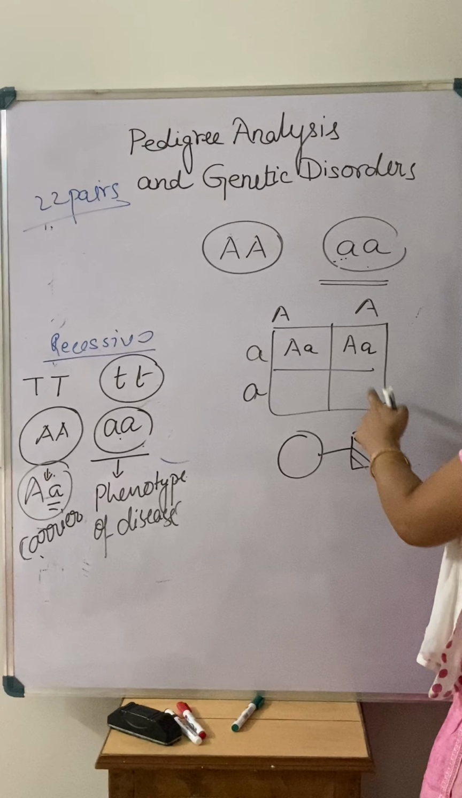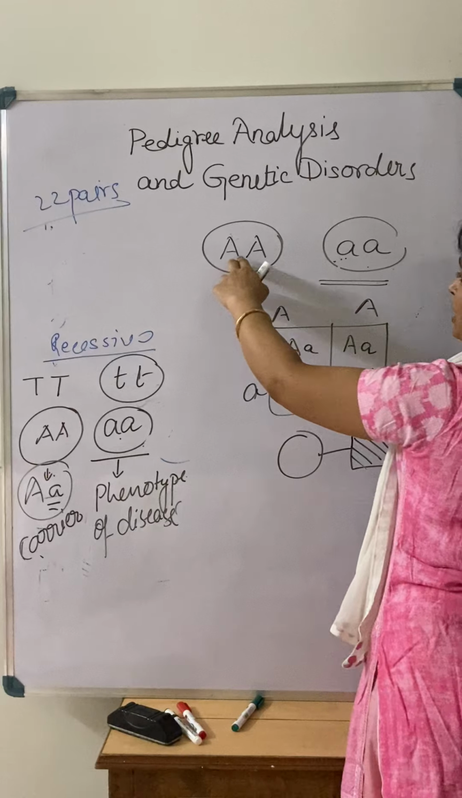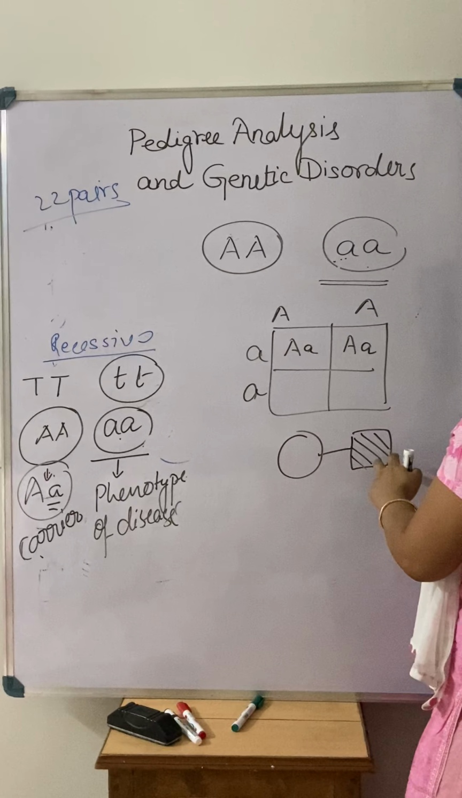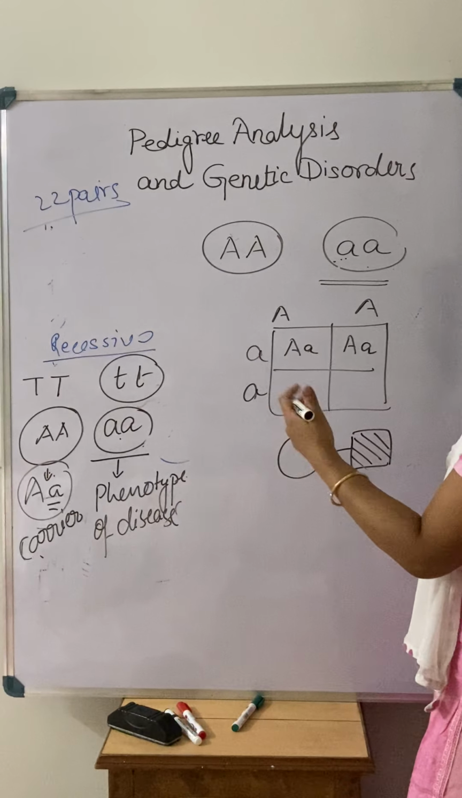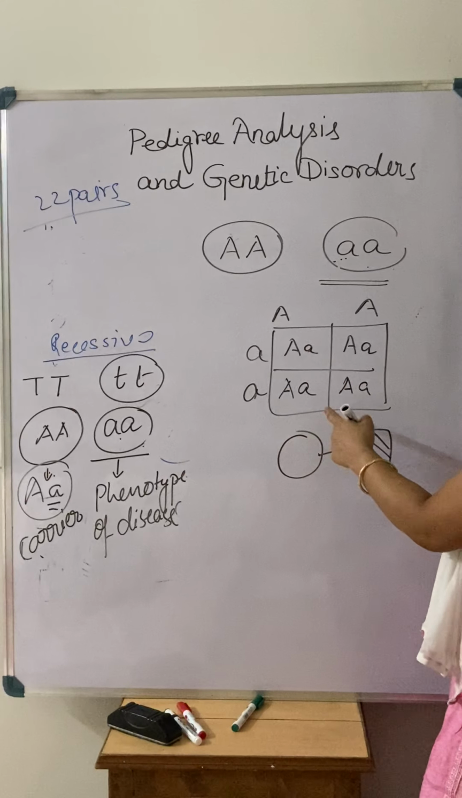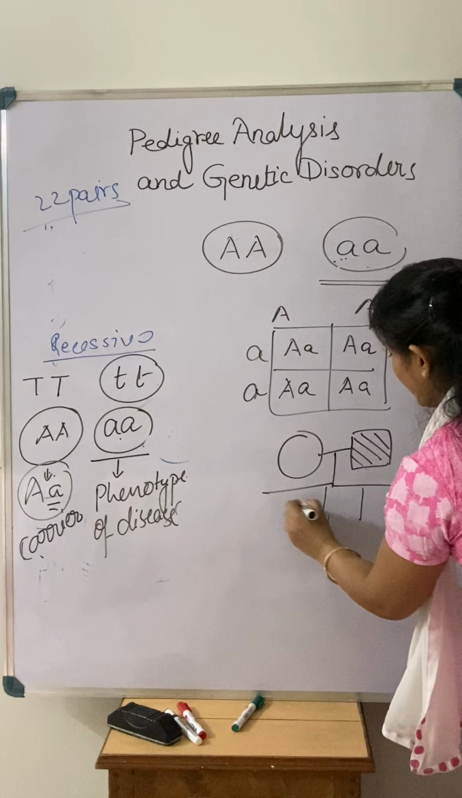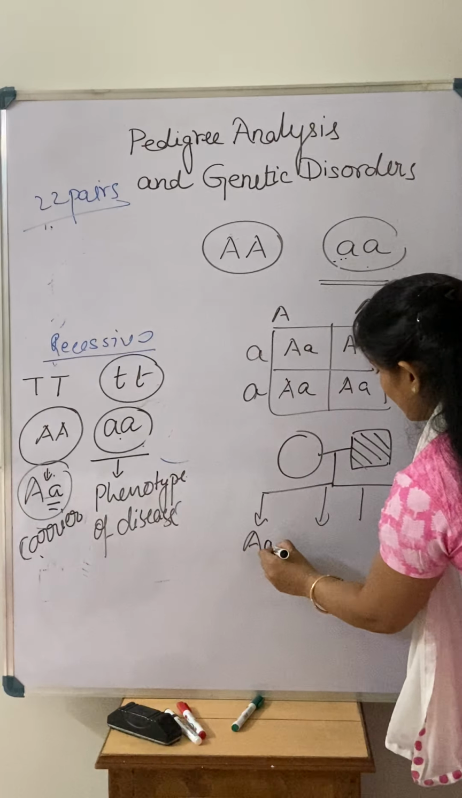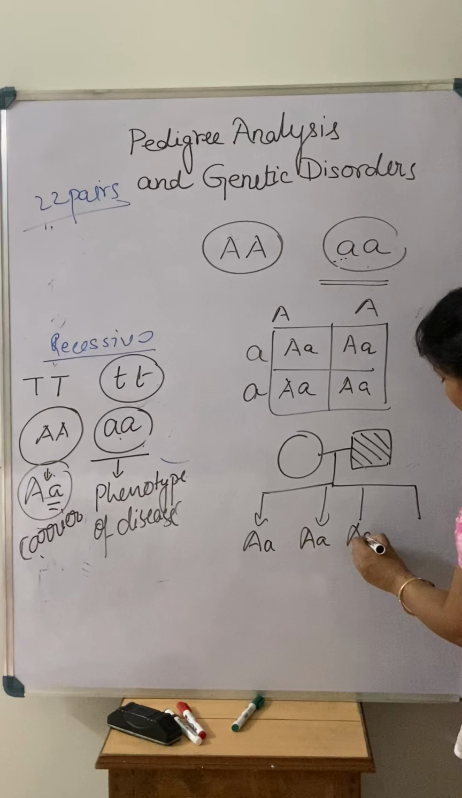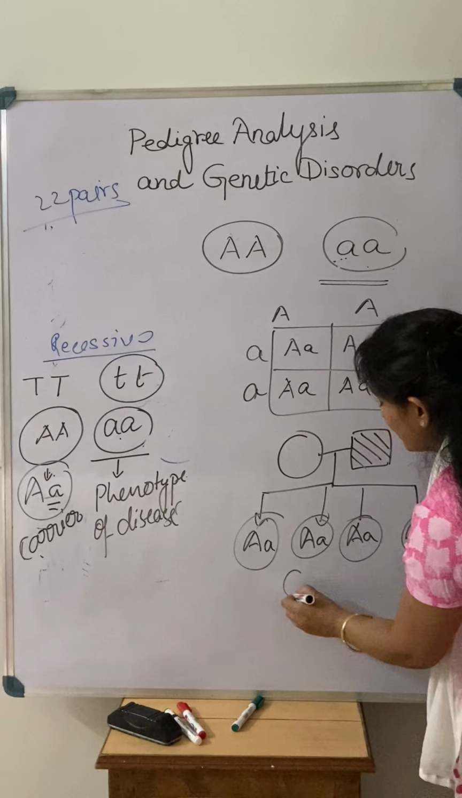So the genotype is somehow like this, right? And this is healthy, meaning the genotype is like this. So what happens when there is gamete formation and fusion takes place? So this is the Punnett square. You know very well how to draw this. So the progeny is somehow like this. These are the carriers of the disease.